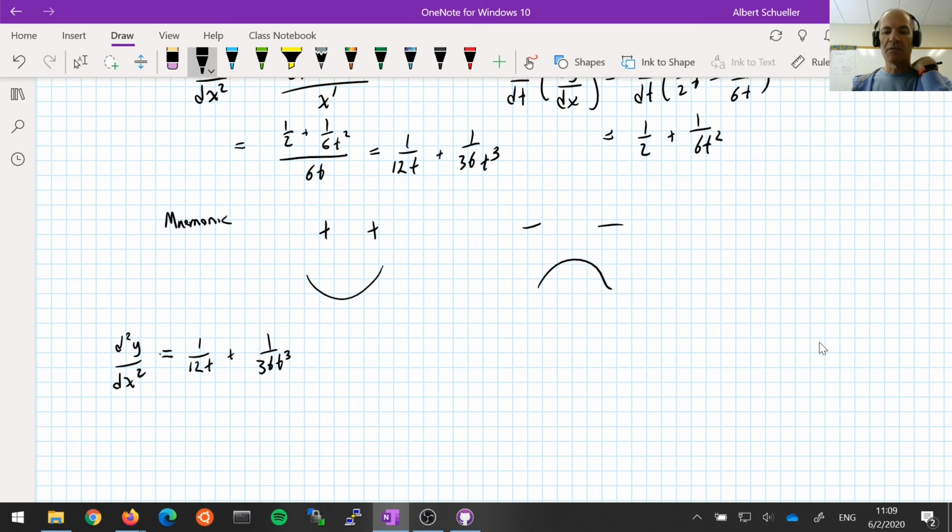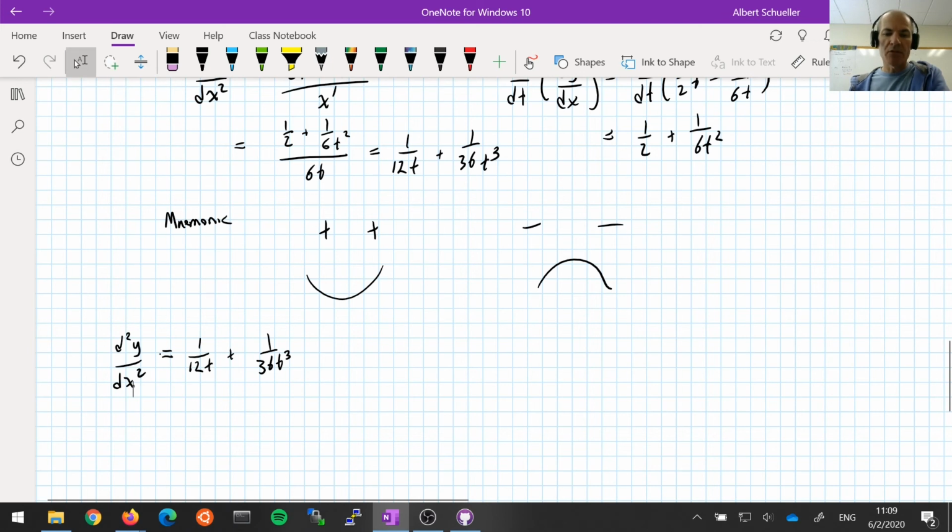Can this thing be 0? Well, neither of the terms independently can be 0. We have 1 over 12t, that can't be 0, and we have 1 over 36t cubed, that can't be 0. On the other hand, could they cancel each other out? Well, that would require them to have different signs.